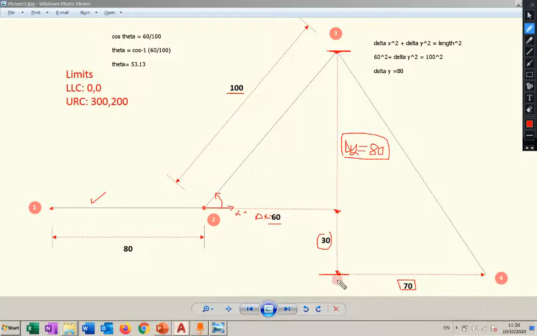I need this 70 and I need the total height. In order to find the total height, I need this part here, which we found to be 80. And 80 plus 30, delta y for line 4, will be 110. So to draw from 3 to 4, I can use 70, and the total height from here till here, 110. Now I have all the information. I can go to AutoCAD and draw these lines easily. Let's go to AutoCAD.